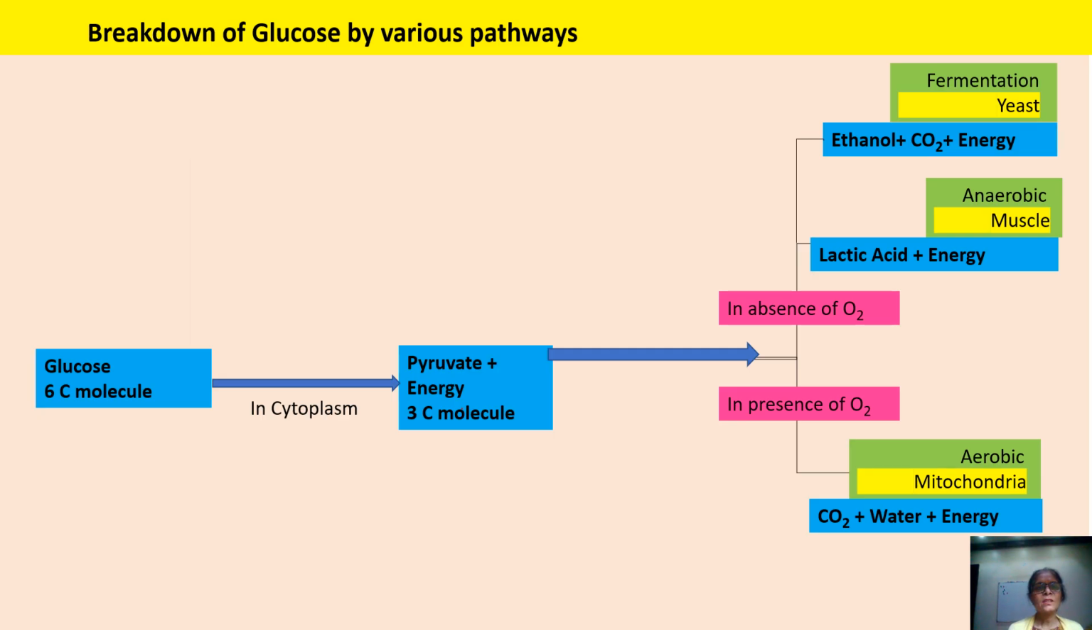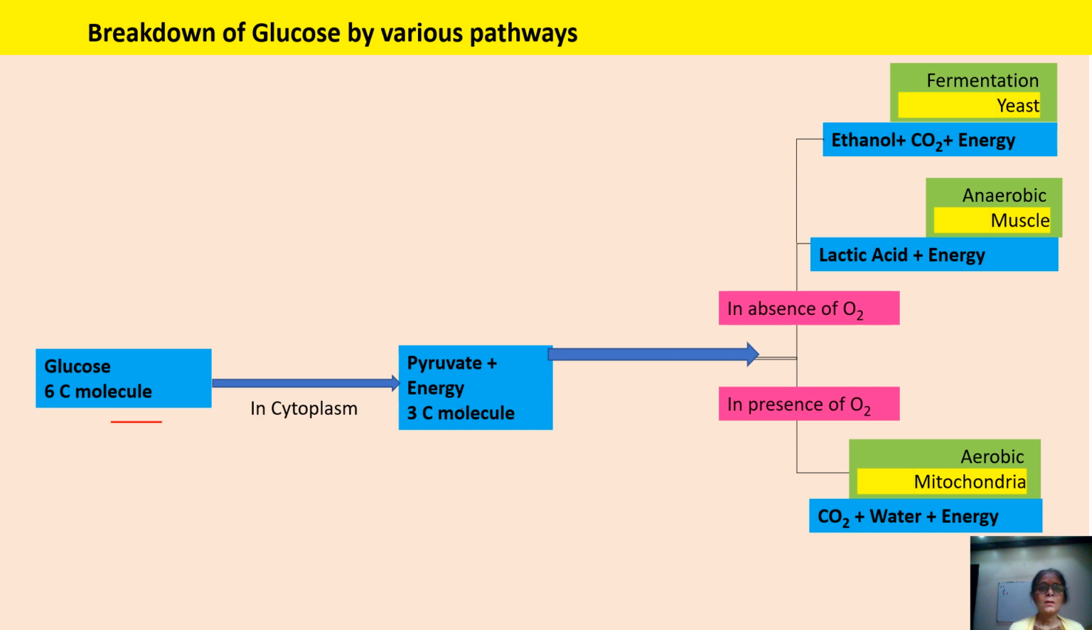We have already studied in my first video of chapter 6 that after digestion, the food is stored in the simplest form of carbohydrate. And the simplest form of carbohydrate is glucose. Glucose is a 6-carbon molecule. So how do we get energy from this carbon molecule? Let us study it here.